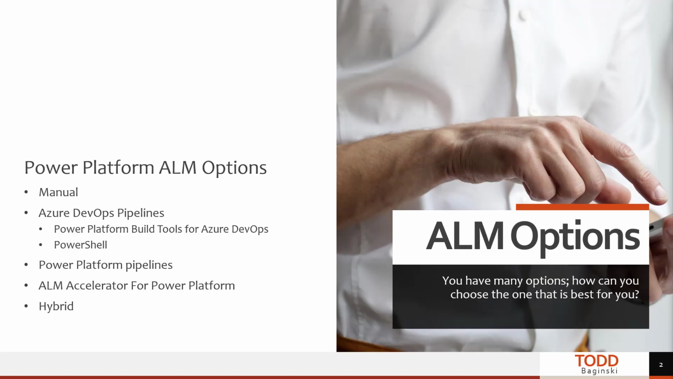So what are these options? Well, the options are as follows. We can do manual ALM between the different environments, which is basically working within the web browser and clicking a bunch of things and typing stuff.